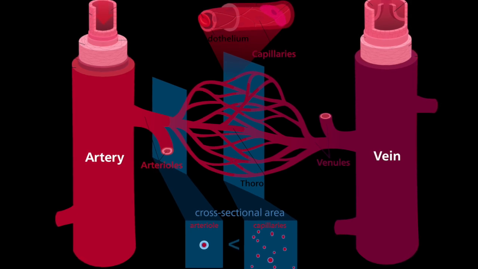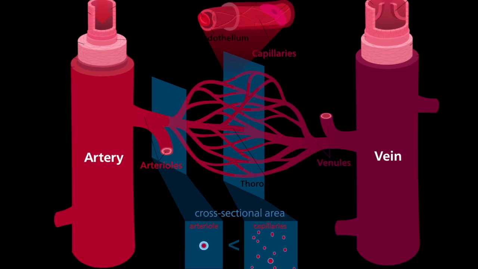Venules. Venules are tiny vessels that drain blood from capillaries into veins. Venule walls have three layers. Venules have thinner walls than arterioles.